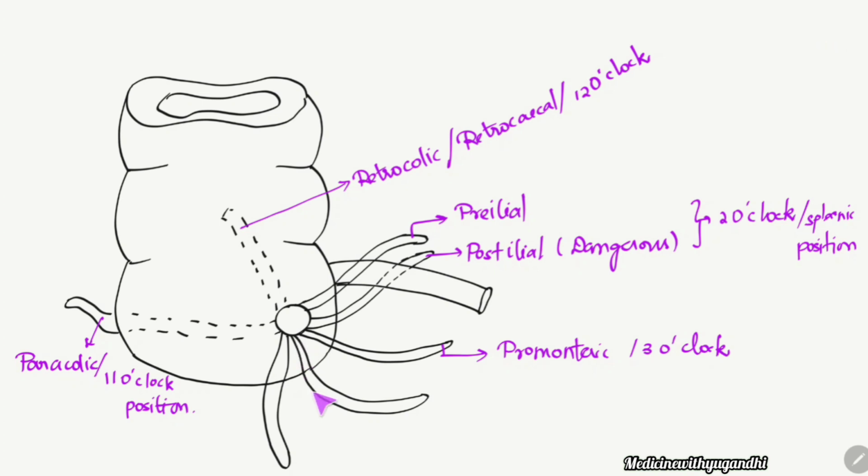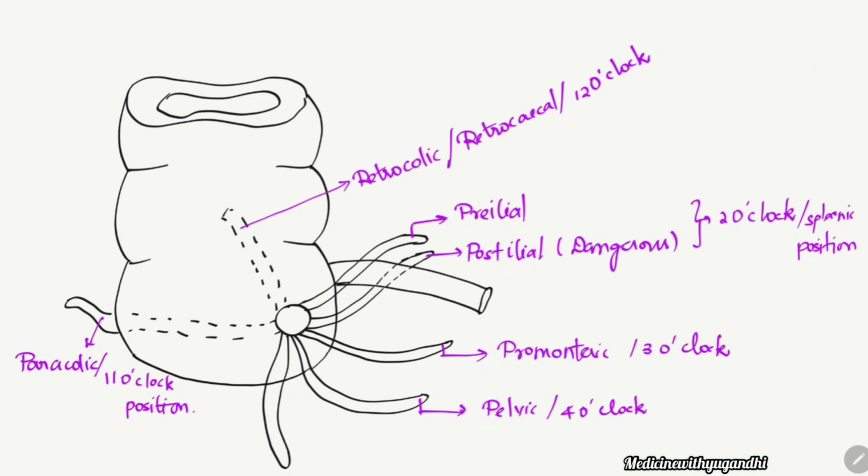The next one is the pelvic position. Actually, it may descend and lie in the pelvic region, and it is called the pelvic position or 4 o'clock position. This is the second most common position of the appendix.